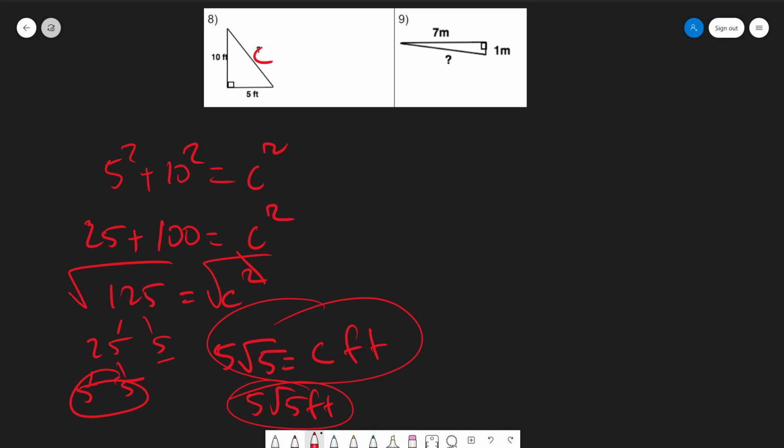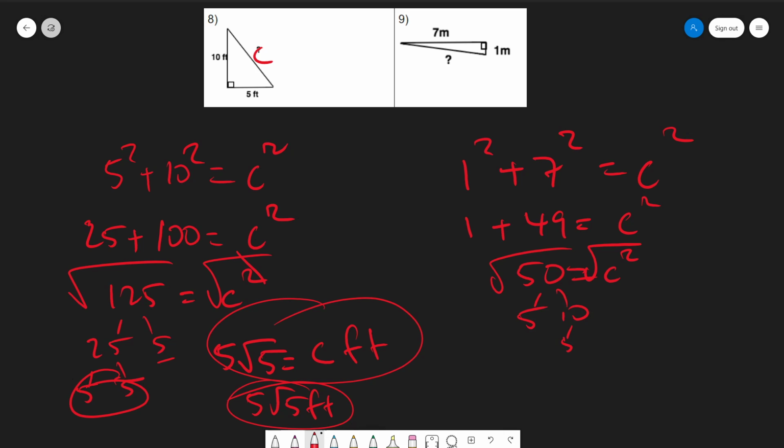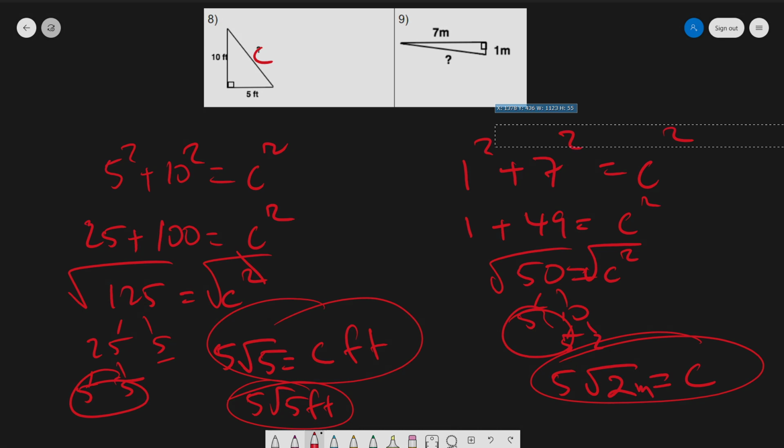Alright, we've got this leg of 1 and this leg of 7. And we're just finding C through all these. In future times, you're going to have to analyze a little harder to figure out what you're finding. So we get 50 is equal to C squared, and then take square roots. And get a 5 root 2 meters is equal to C. And there's 8 and 9.